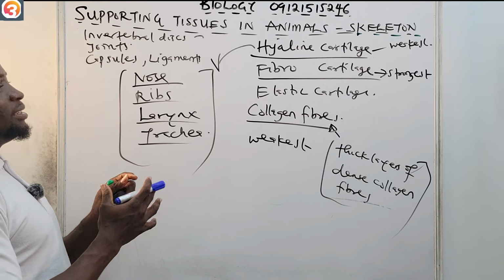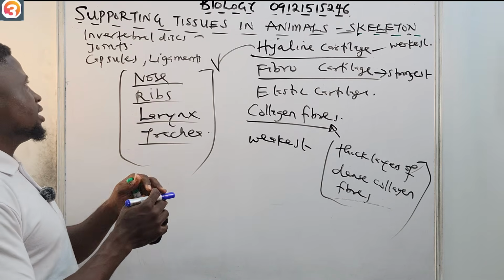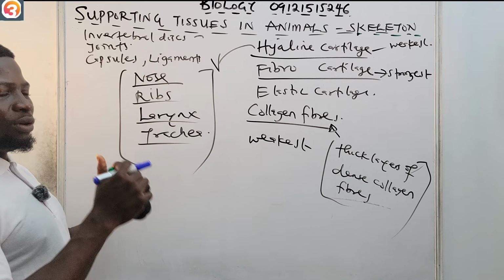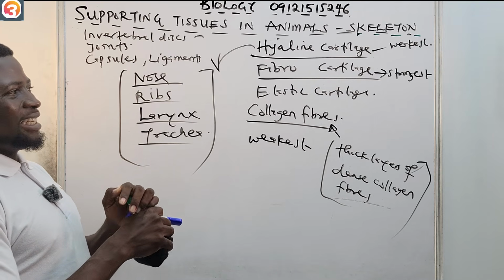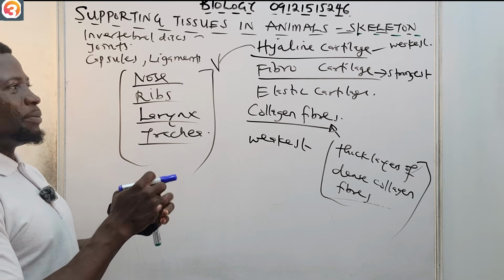It is found in intervertebral discs, joints, capsules, and ligaments. That is the fibrocartilage, the strongest type of cartilage that we have.